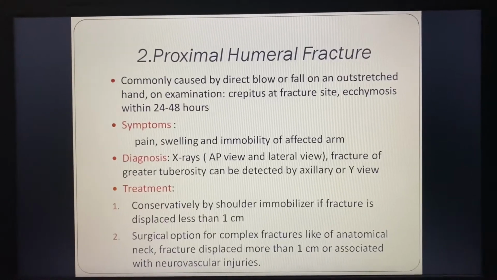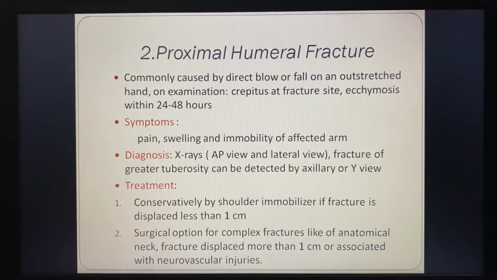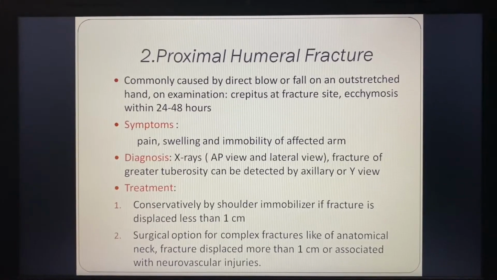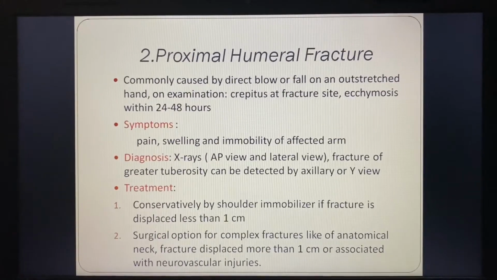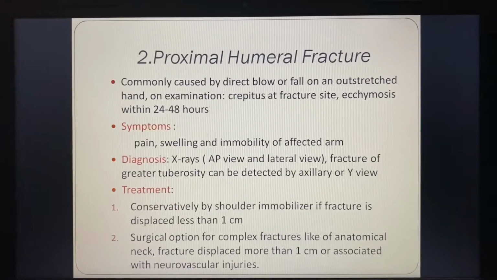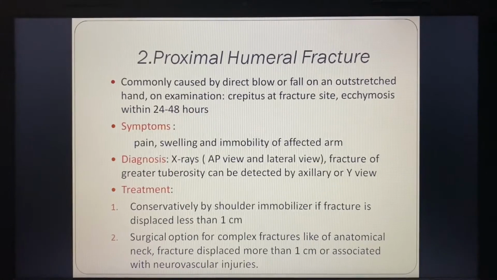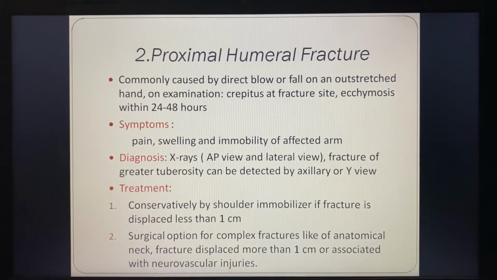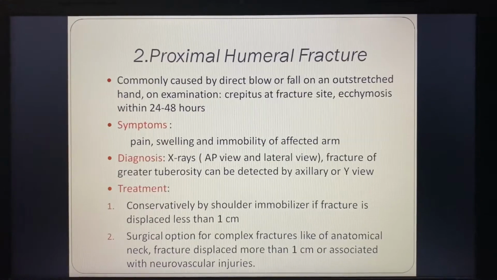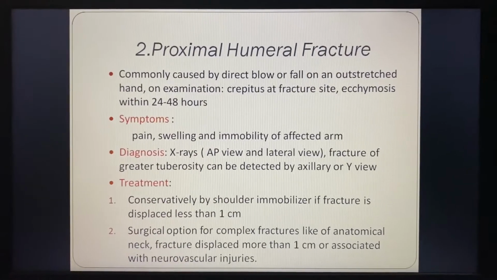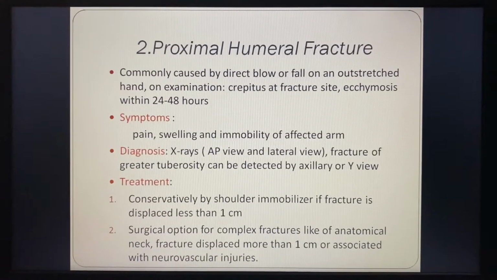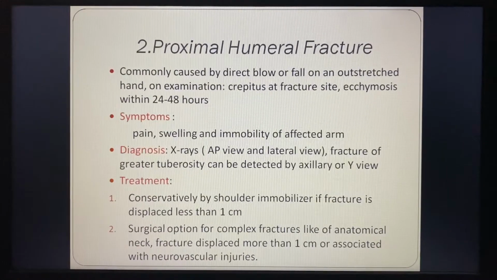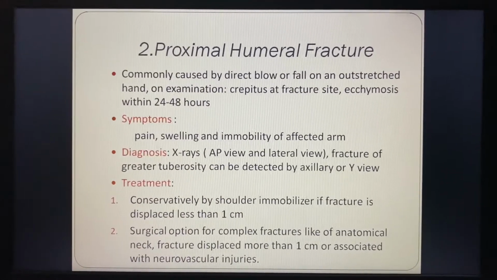But if a fracture of the greater tuberosity is there, then it can be detected by the axillary or a Y view. Treatment is conservative with a shoulder immobilizer if the fracture is displaced less than 1 cm. But if the fracture is displaced more than 1 cm, or if it is a complex fracture associated with the anatomical neck or with neurovascular injuries, then surgery is the best option.